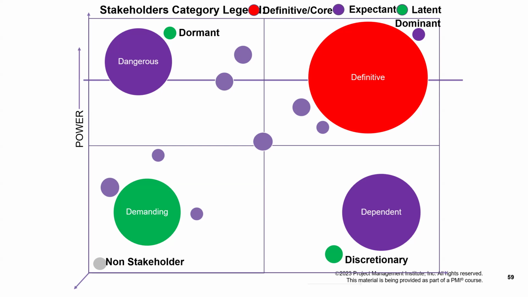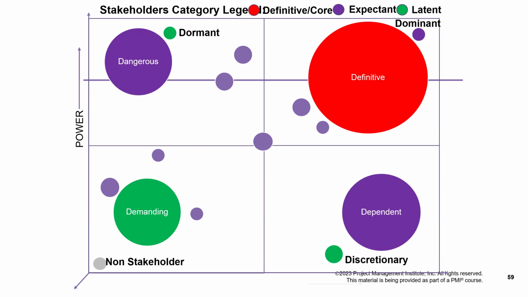These three bubbles are what? What kind of stakeholders are they? Dangerous, demanding, and dependent, which are high in two areas, right? These are expectant stakeholders. Then we have got these smaller bubbles, like now this bubble, non-stakeholder, is low in everything, so let's forget about it. But this green, this purple, and this green, they are dormant, dominant, and discretionary.